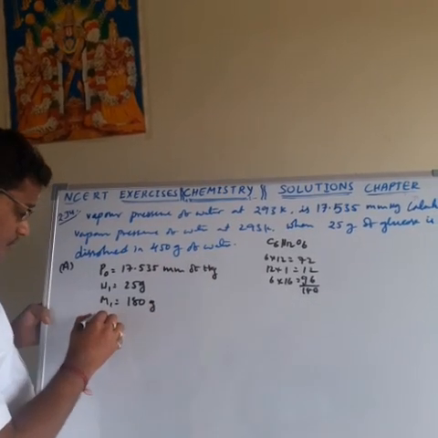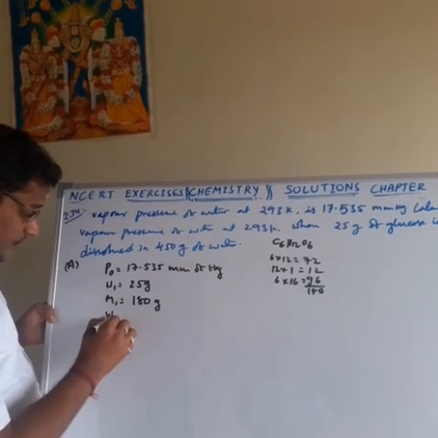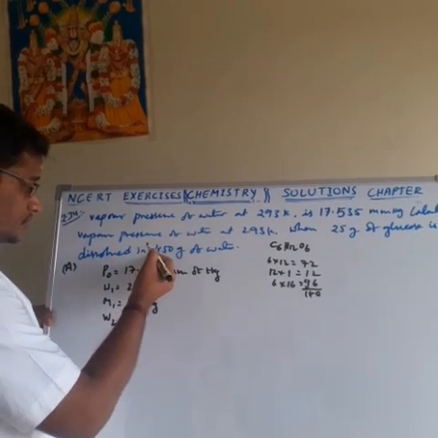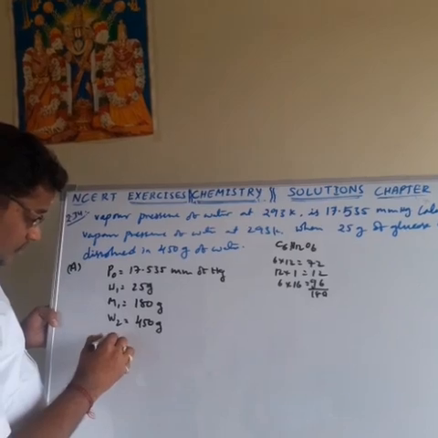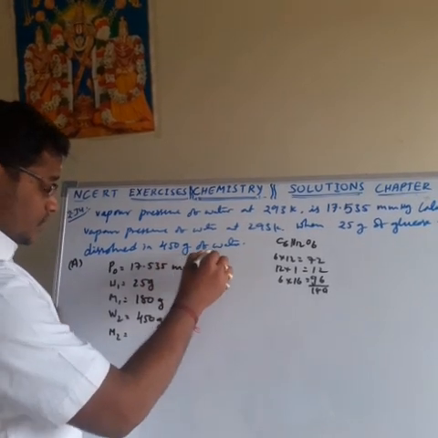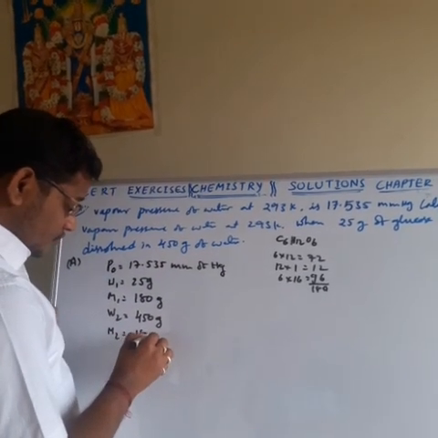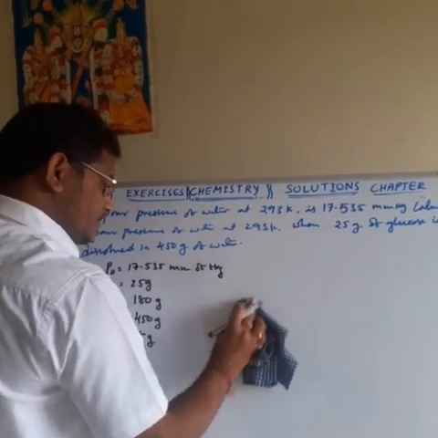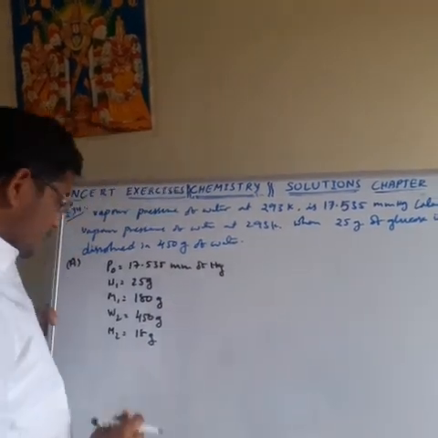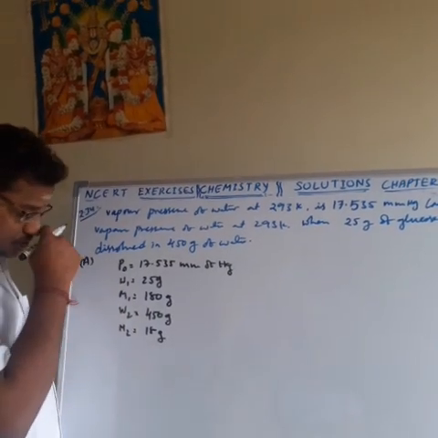Then the next one is the weight of solvent. What is the given weight of solvent? 450 grams. Next, the molecular weight of solvent is water, and the molecular weight given is 18 grams. So that is the given data. From this data, we have to calculate the vapor pressure of the solution.